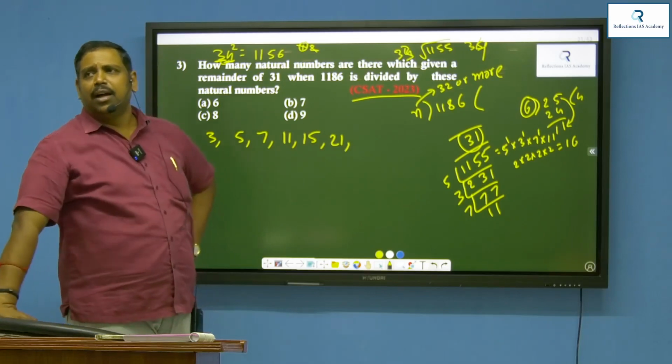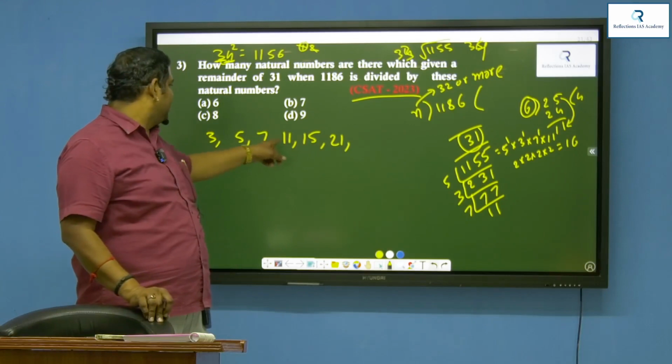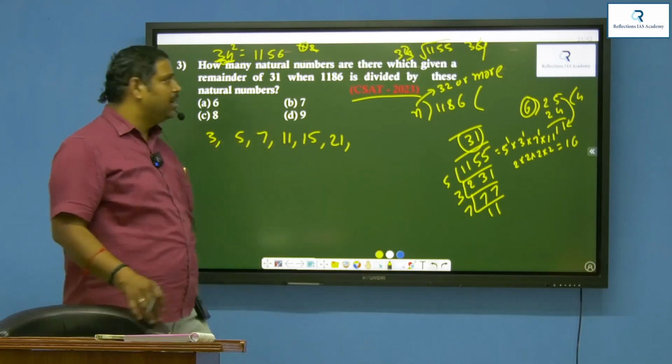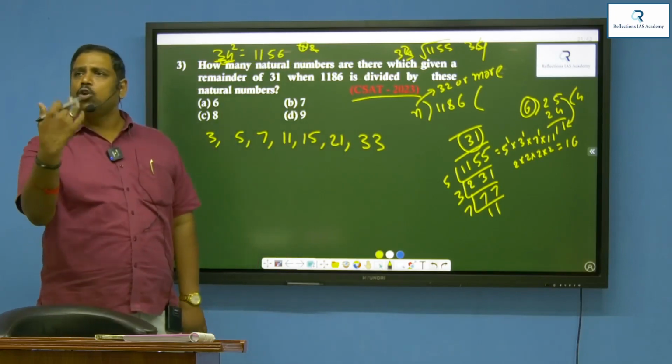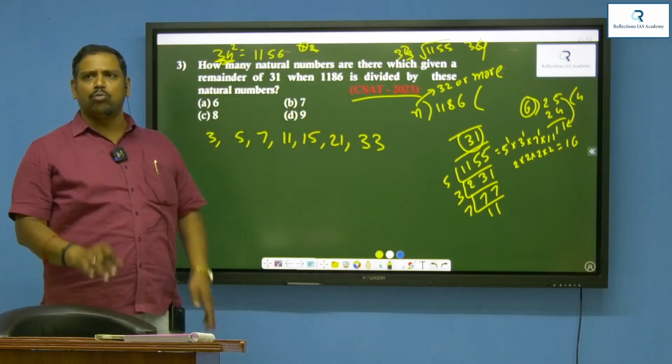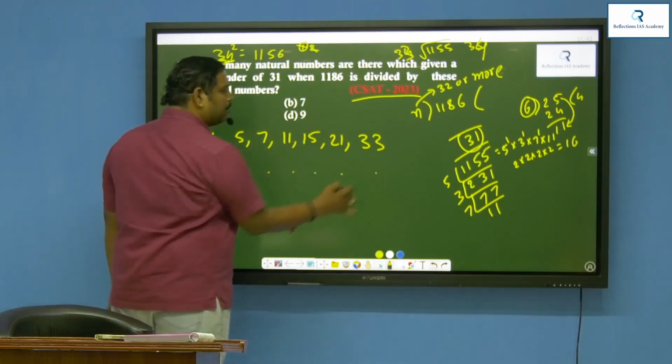Okay. Right. 32 is not divisible, right? 33 is already divisible because 11 is there, 3 is there, means 33 is divisible. I have to check up to 33 only, right? Okay. Now we have to go with the next part. Yes or no? No need to write now. Some numbers will be there.